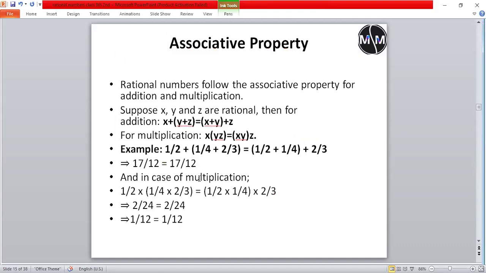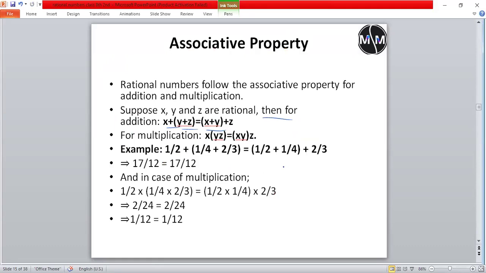Associative property. This is somewhat similar to the commutative property. Rational numbers follow the associative property for addition and multiplication. Suppose x, y, and z are rational numbers. Therefore, for addition, x plus (y plus z) is equal to (x plus y) plus z. For multiplication, brackets are used in the same way.